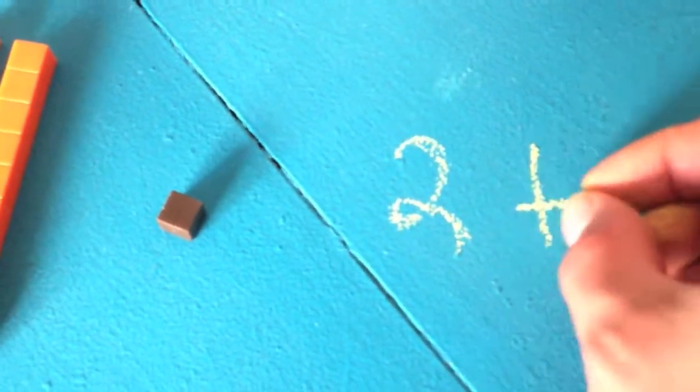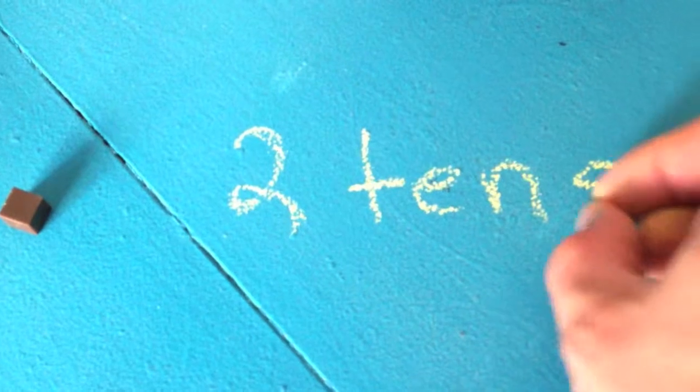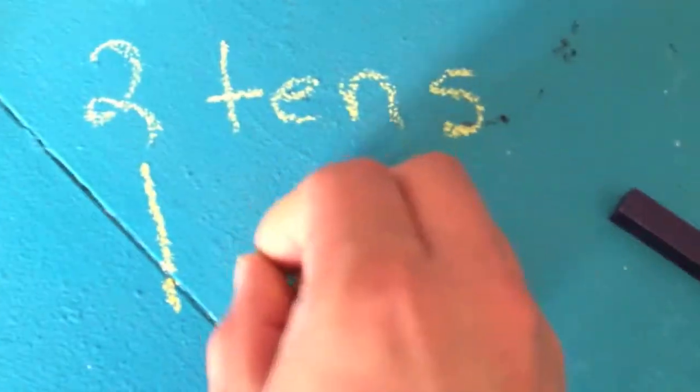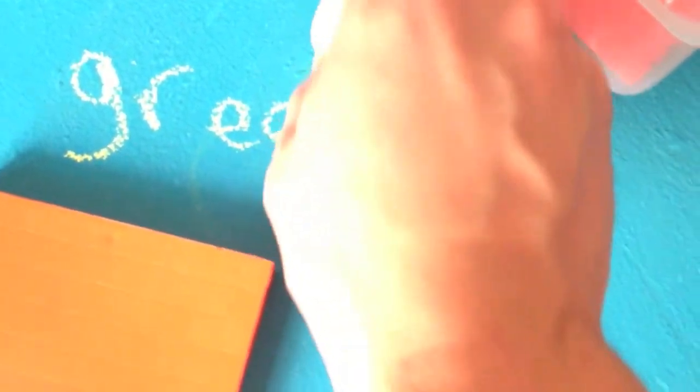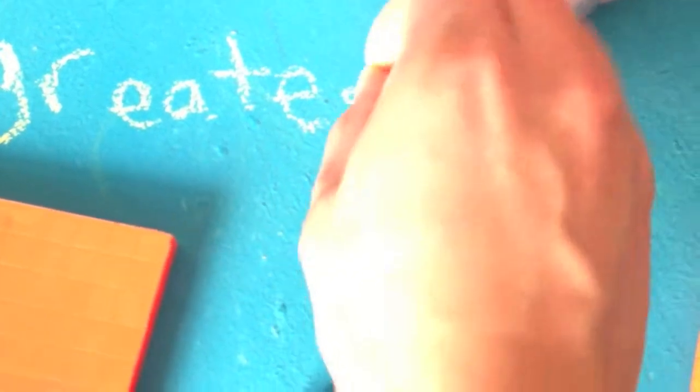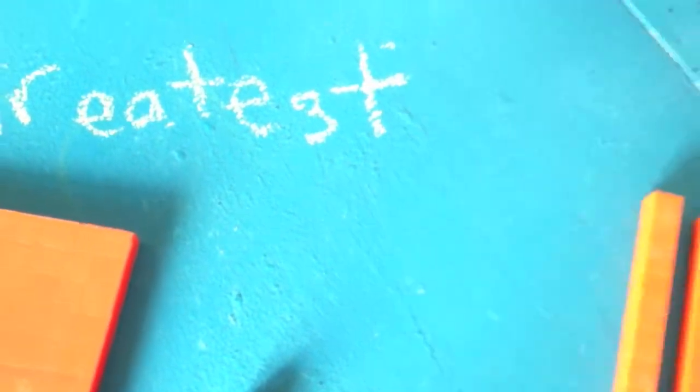Here we have 2 10 rods, so we write that as 2 tens, and we have 1 single, or 1 one. So 210 is the greatest out of both of these numbers, and 21 is the least.